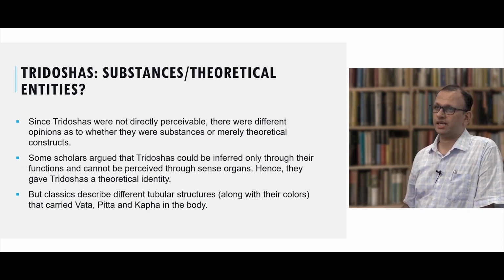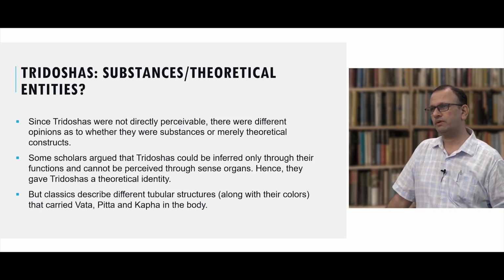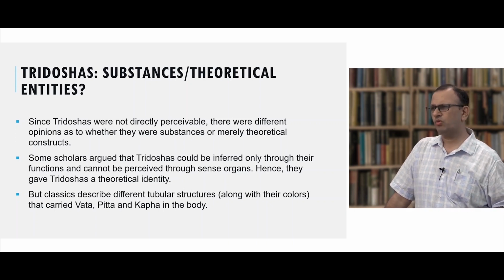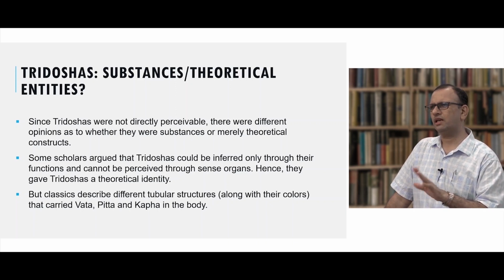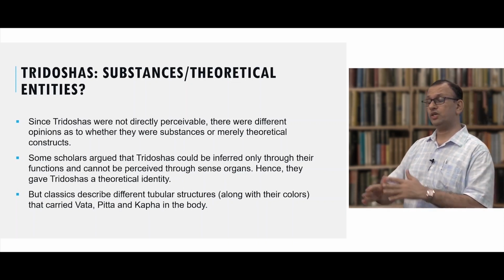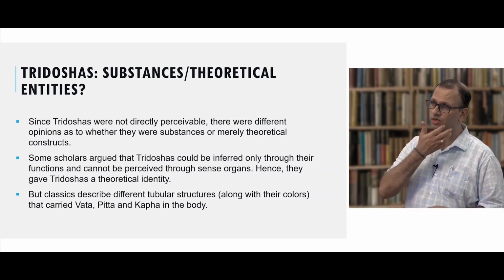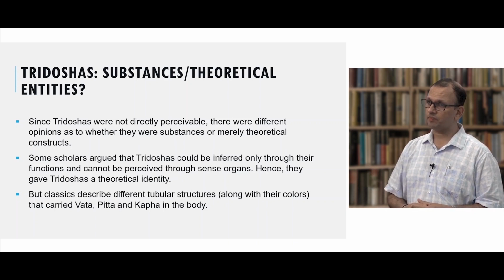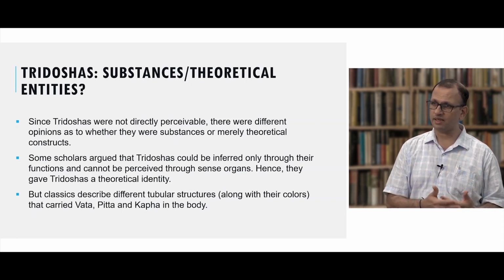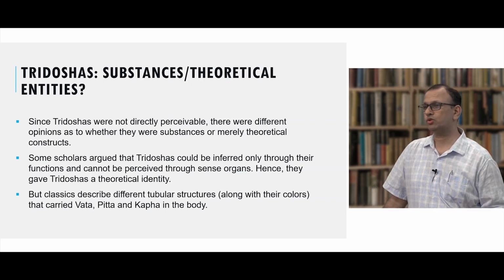Tridoshas, are they substances or theoretical entities? Some scholars argued that Tridoshas could be inferred only through their functions and cannot be perceived through sense organs. Right? Hence, they gave Tridosha a theoretical identity. Many scholars, most of the current scholars in Ayurveda, consider Tridoshas as functional entities or theoretical entities, right? But classics describe different tubular structures along with their colors, right? Vata Vahasira, Pitta Vahasira, Kapha Vahasira, and so on. So that carried Vata, Pitta, and Kapha in the body. So in the classics also there are some divergent views. Some scholars opine that yes, Vata, Pitta, Kapha are substances or material entities. And some others said no, they can be inferred only through Anumana.